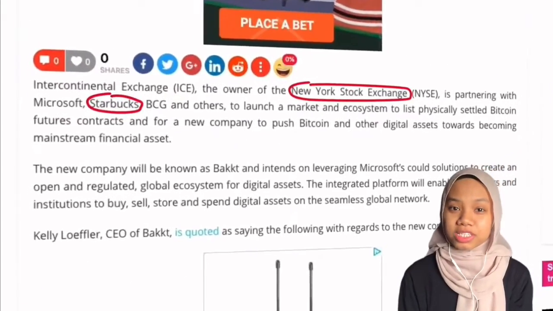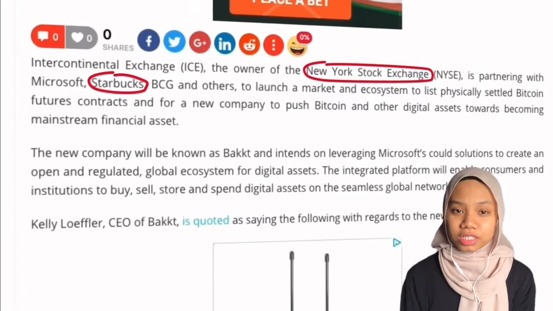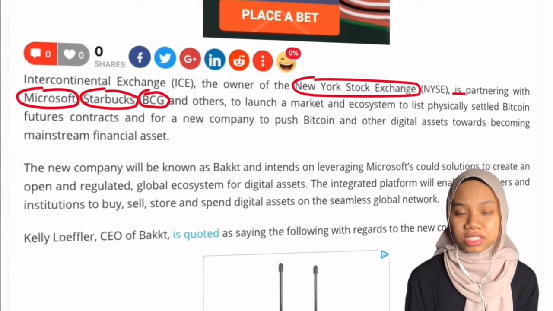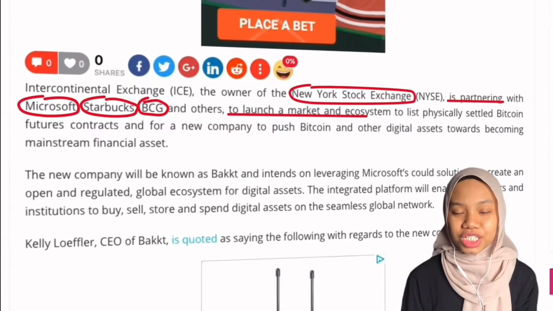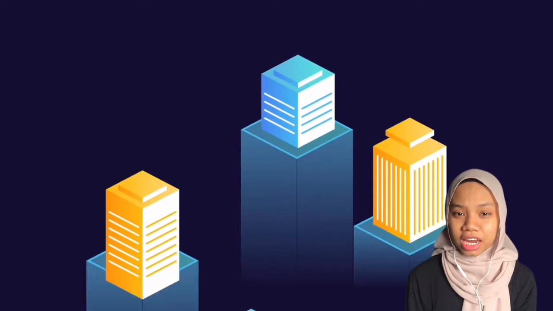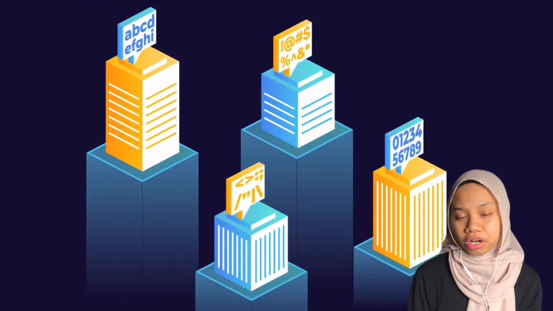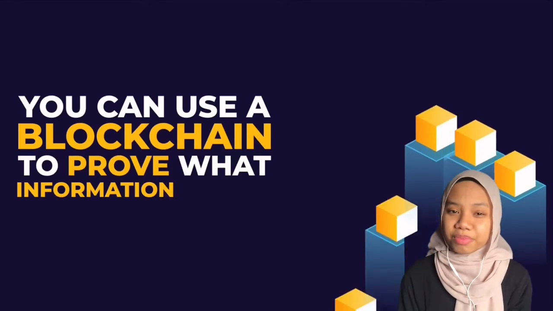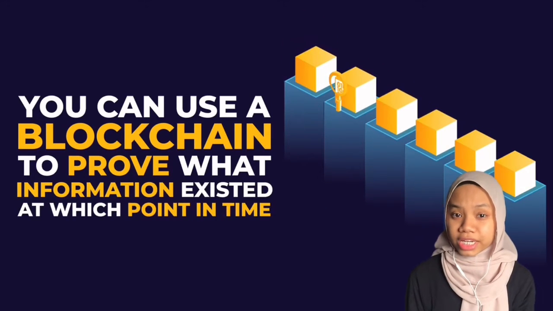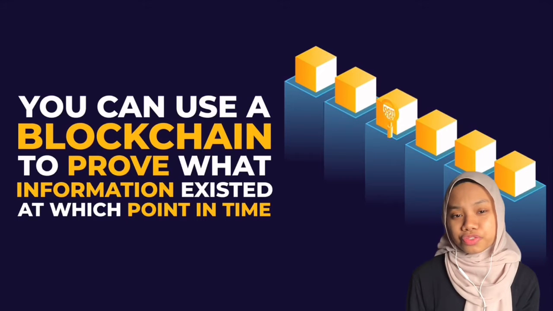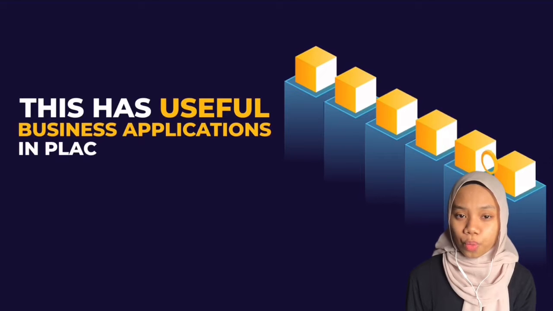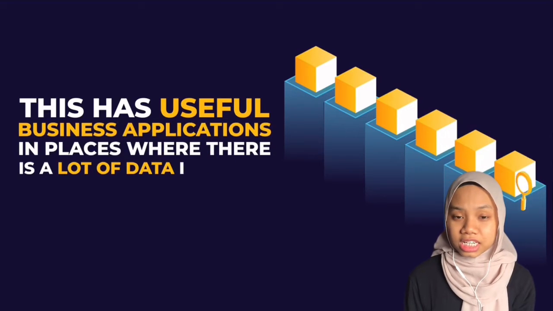As we all know, Starbucks, the New York Stock Exchange parent company, Microsoft, and Boston Consulting Group teamed up to launch a security system like blockchain. So how can blockchain technology help the organization reduce cost? It is proof that the blockchain has exactly the information that exists at a given point in time. This has been useful to any organization, application, and place where there is a lot of data involved.